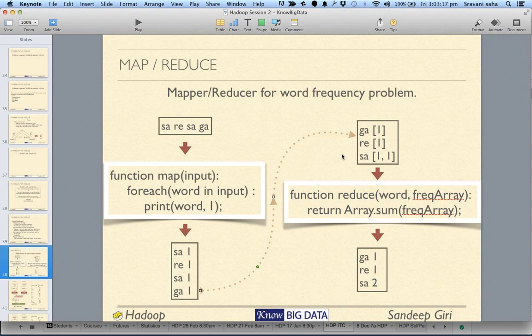Hadoop took your key value pairs and then sorted it and then grouped all your values together. So sa has come twice. So 1 comma 1 is the value that sa is having. Okay, and then for each of these keys, which is going to be distinct, of course, your reduce function is applied. So sum of 1 is 1, sum of 1 is 1, and sum of 1 comma 1 is 2. All right? Sounds okay to you?